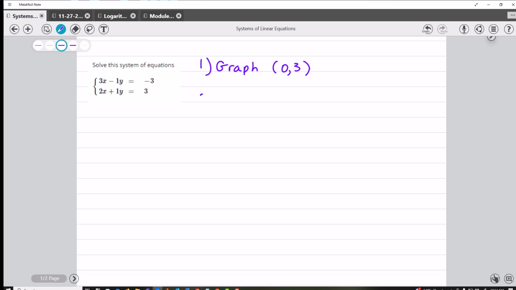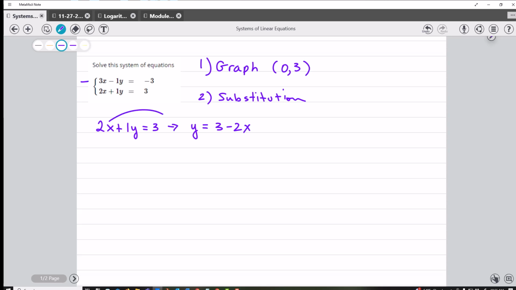So the second way I'm going to show is by substitution. What you do with substitution is you solve one of the equations for a variable and you plug it into the other. Now, I'm going to solve this equation for y, because 1y is really just y. So y equals 3 minus 2x. So I just move that to the other side.